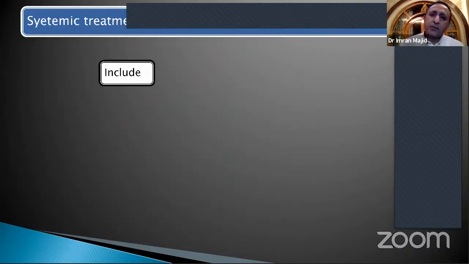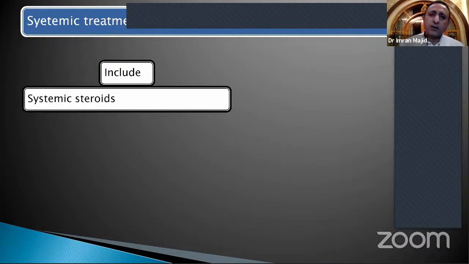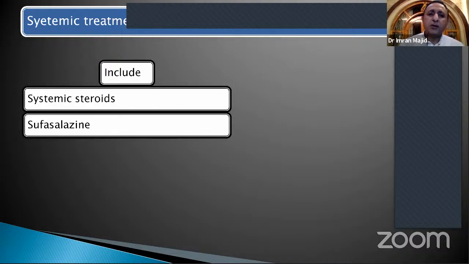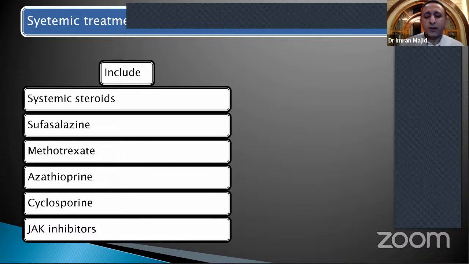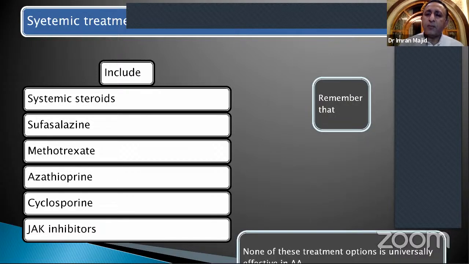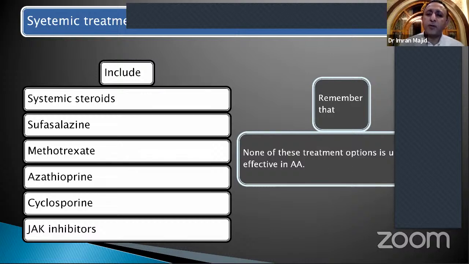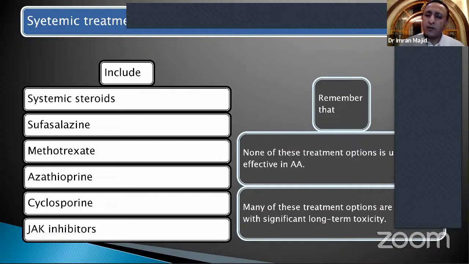And then next come the systemic treatment options, and these include systemic steroids, sulfasalazine, methotrexate, azathioprine, cyclosporine, and JAK inhibitors. So systemic therapies we use in those cases who have a progressive disease and who are not responding to topical treatment options. Remember that none of these treatment options is universally effective in alopecia areata, and many of these treatment options have significant long-term toxicity. So that is something that we need to remember.